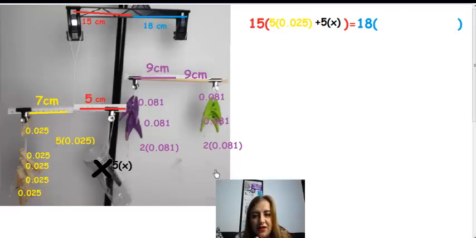Now I finish with my left side. Now I'm going to start with the right side. So in this case I have 9 and the value. So 9, the purple part, multiply by the value that is here. So 2 times, how many clips? How much is the measure of each clip? This one. Alright?